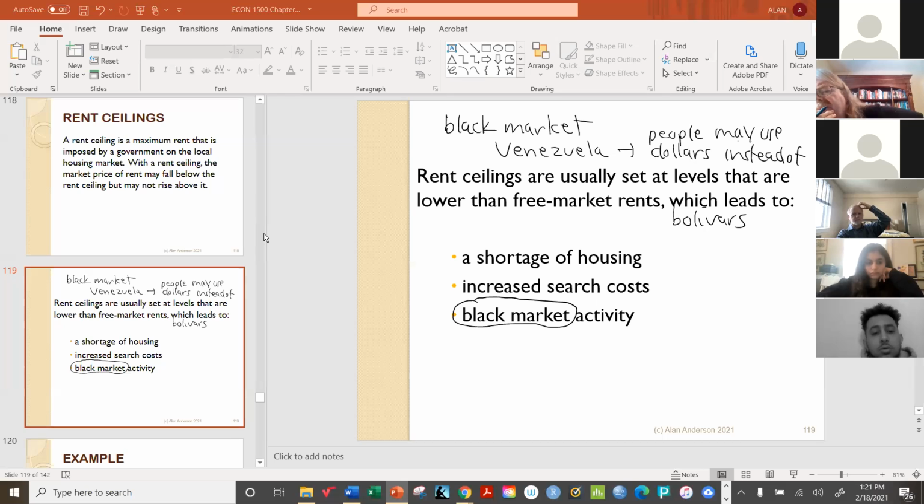In the housing market, black market activity could consist of people bribing landlords to let them live there because there's not enough housing to go around. And so you might say, well, landlord, you're limited to charging me $2,000 a month. What if I pay you $1,000 under the table and then you can let me live here anyway? And you're going to get a lot of that whenever the government interferes with the price mechanism.